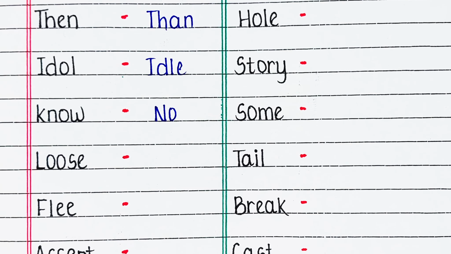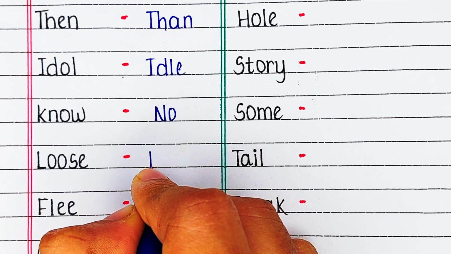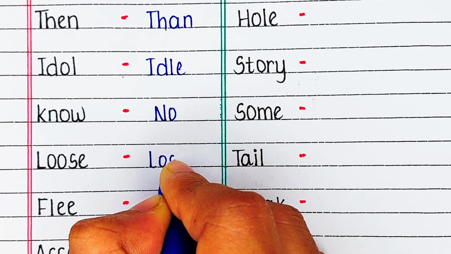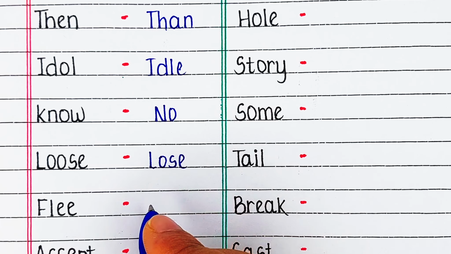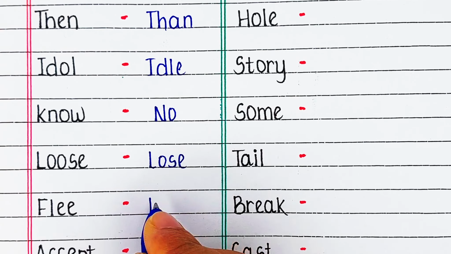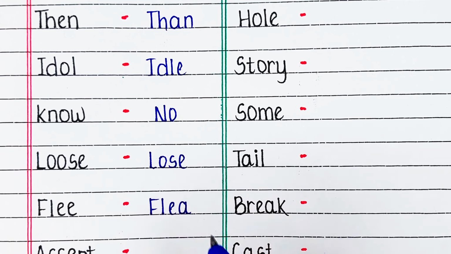Next pair is loose. LOOSE means not firm or tight, whereas LOSE means to misplace. Next pair is flee. FLEE means to run away quickly, whereas FLEA means a blood-sucking parasite.